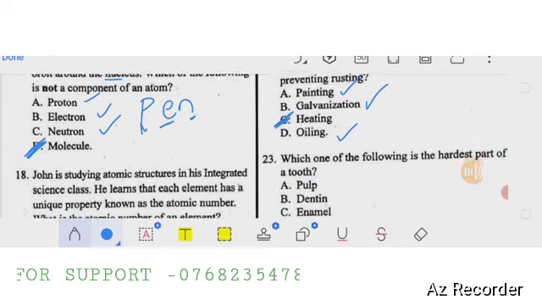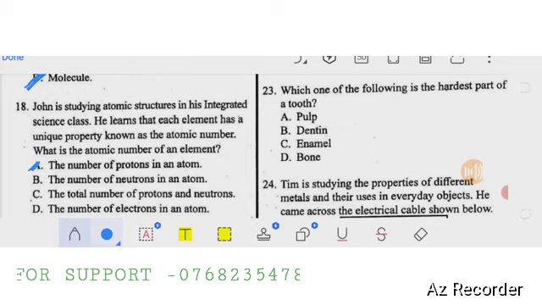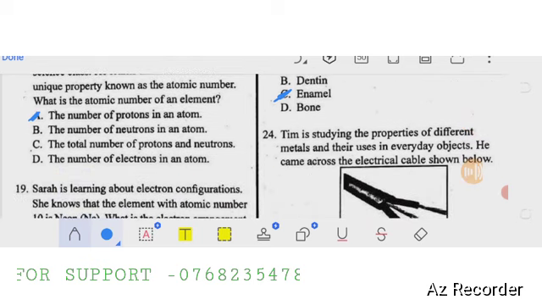The next question: which of the following is the hardest part of a tooth? The hardest part of a tooth is called the enamel. Remember, the pulp, the dentine, and the bone are all parts of the tooth, but enamel is the outer part of the tooth and is the hardest. It's made up of calcium.